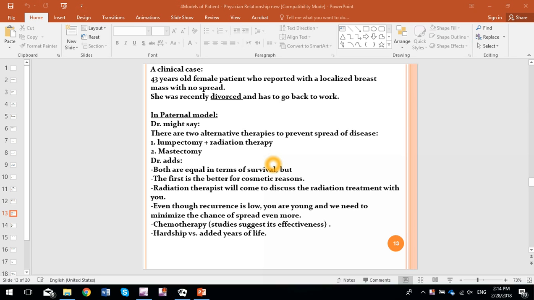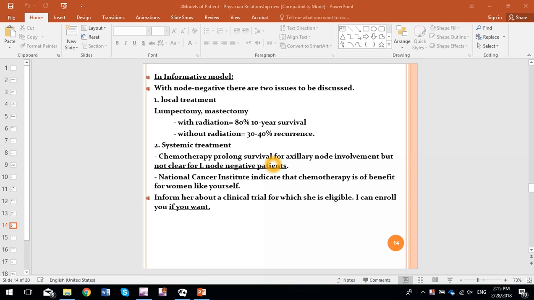And he talking about the chemotherapy and its effectiveness. And he selected what? Hardship versus years of life. We can tolerate the side effects of chemotherapy in order to add few years of life. This is typical paternal model. Now, if he's going to use the informative model, what he would say?